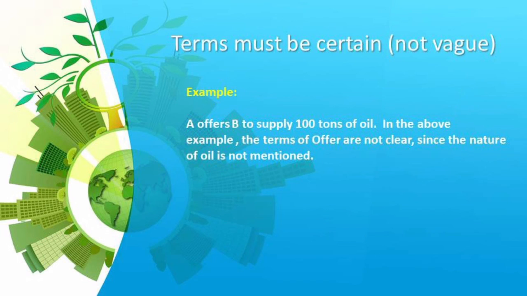If the terms are unambiguous, definitely contracts are enforceable. If the terms are ambiguous or vague, if the terms are unclear and uncertain, it is not valid and enforceable. Yes, students, you understand this? So, terms must be clear, certain, unambiguous, and without any vagueness.